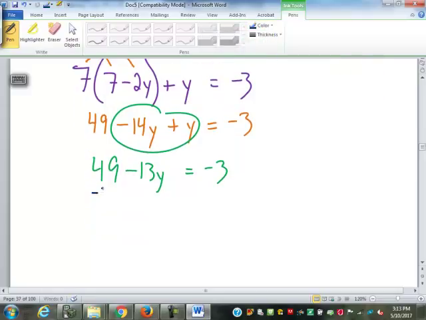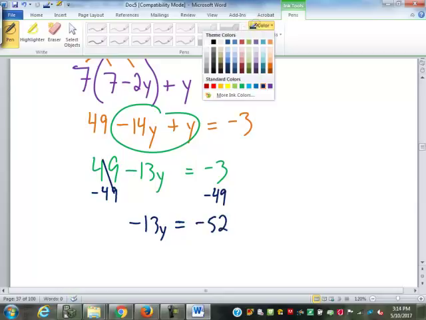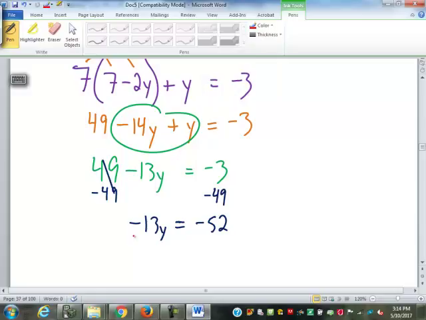Subtract 49. What's negative 3 minus 49? Negative 52. And my last step here? Divide by negative 13. What is negative 52 divided by negative 13? Positive 4. Good. y is positive 4.